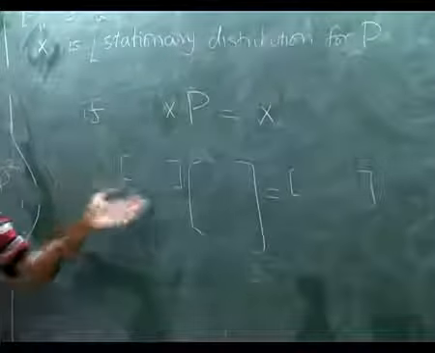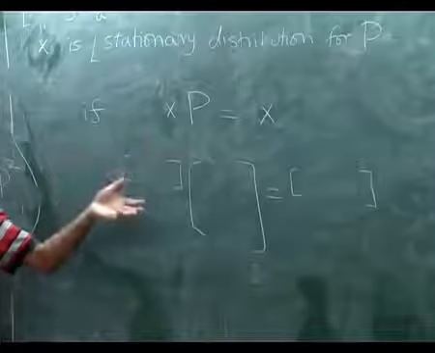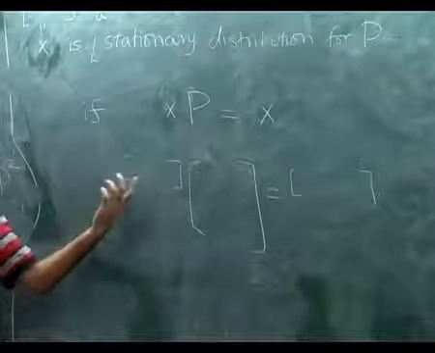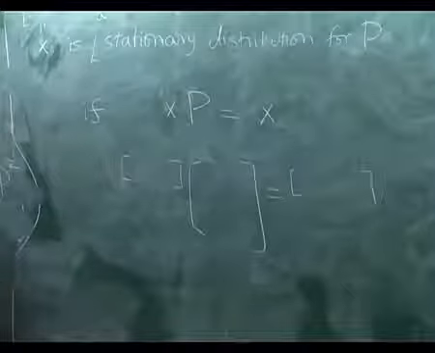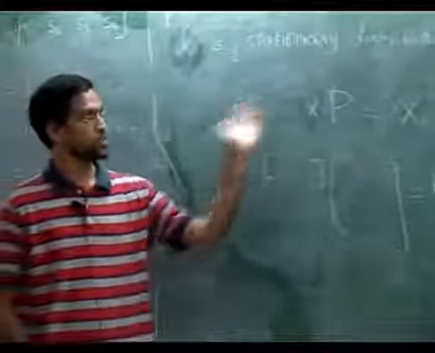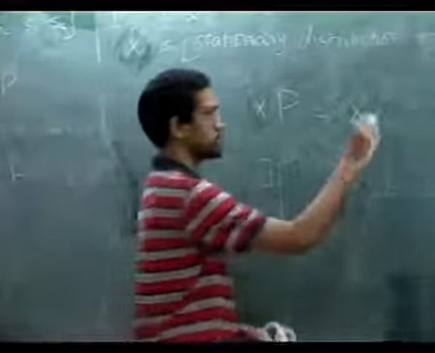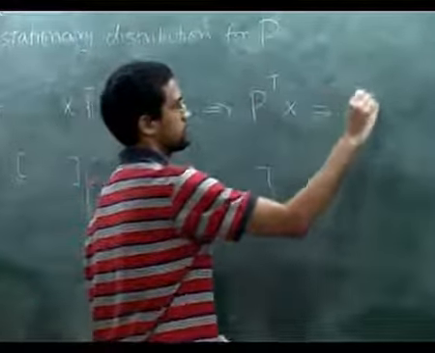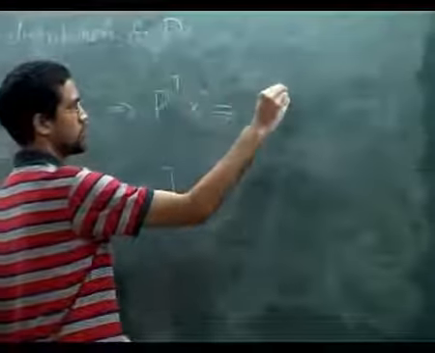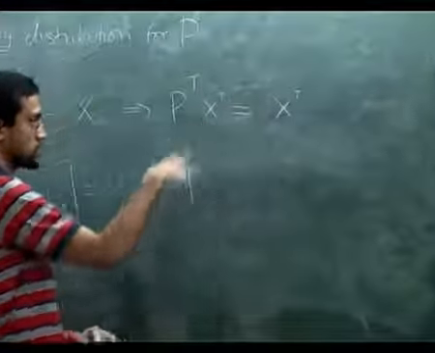This is almost like the eigenvector equation, right? Except it's just for row vectors instead of column vectors. So how do I convert this to a column vector equation? Take transpose, right? So let's do transpose on the whole equation. It says P transpose X transpose is X transpose, but X transpose is now a column vector, right?